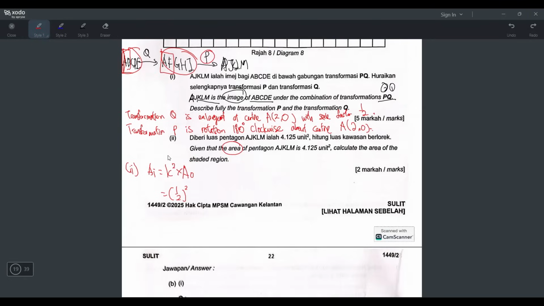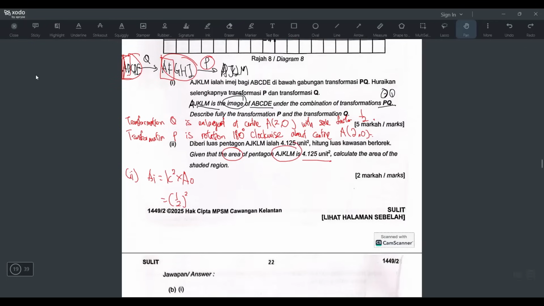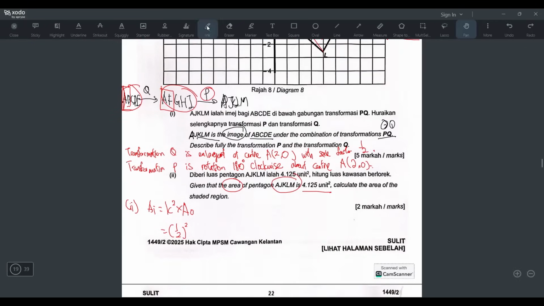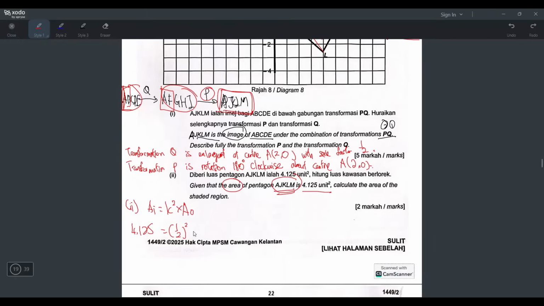Okay, so let's see what they want. Area of pentagon AJKLM is 4.125. Tell me, the 4.125 is the image of the enlargement or the object? AJKLM. So that's the final image, right? Is here. That's the final image. So that will be the AI. So for AI, I write 4.125 unit square. So now I can find my AO.